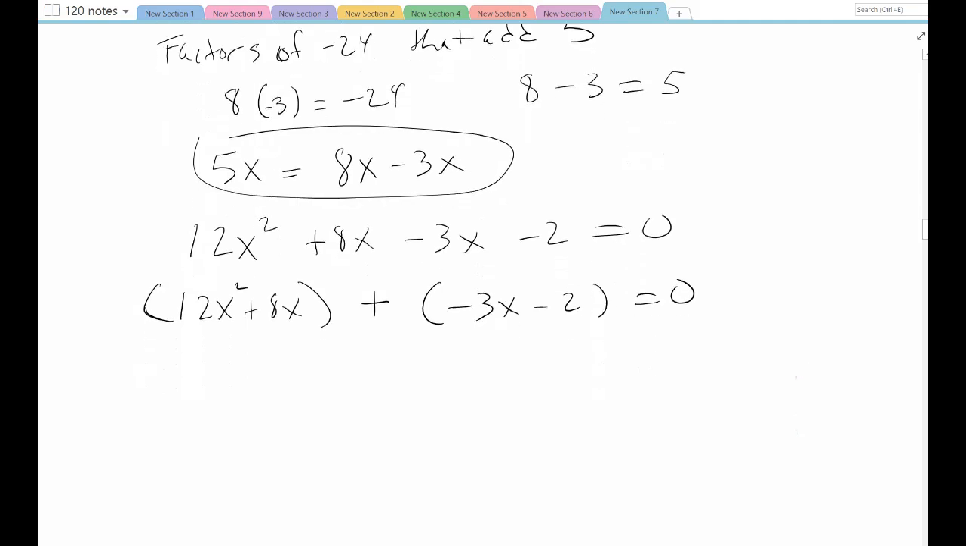All right, now I factor. The first group, I can factor out a 4 and an x, right? A 4 comes out of 12 and a 4 comes out of 8. So I can pull a 4 out. And remember, factor means I'm dividing it out. So I take 12 and divide it by 4. It's going to leave me with 3. I pull out one of the x's, and so I'm left with an x. Same thing with the 8x. I pull out the x, it's gone. 8 divided by 4 is going to leave me with 2.